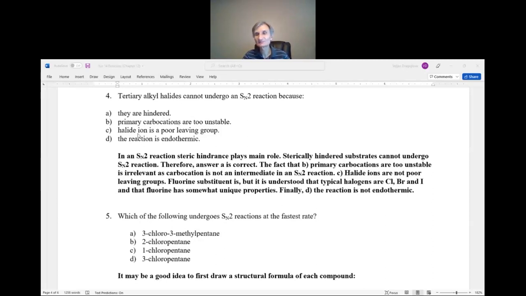So halide ion is a poor leaving group. That's not correct. Chlorine, bromine, and iodine are excellent leaving groups. Only fluorine is a poor leaving group, but in general, when we talk about a halogen atom as a leaving group, we understand that fluorine is a special case and that we are ignoring it. Reaction is endothermic? Actually, it's not. It's exothermic. So the correct answer is A. Steric hindrance.